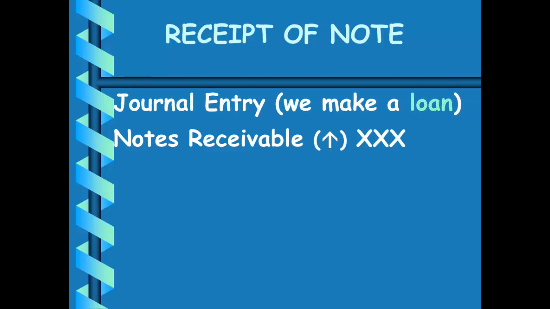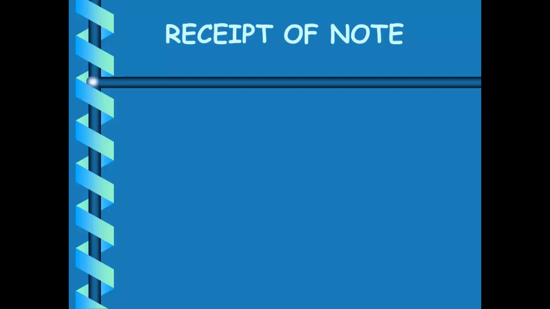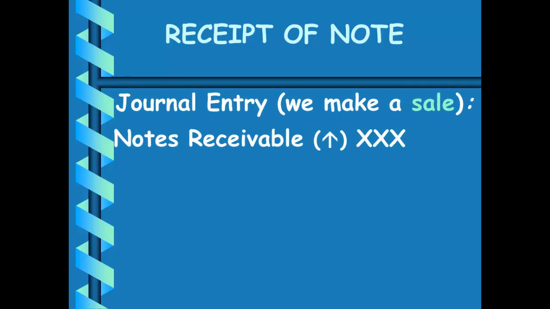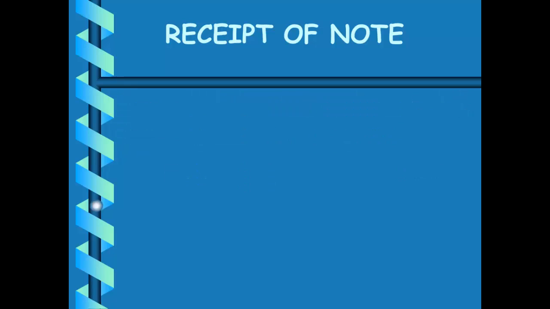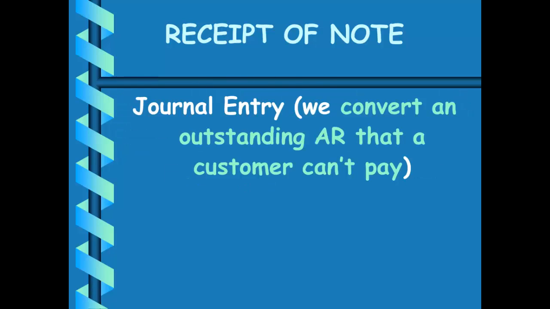In all these cases, I'm going to debit notes receivable to make my asset go up. If I loan somebody some money, I'm going to credit cash. If I receive a note because I sold somebody something, I'm going to credit sales. I would have to make the next entry debiting cost of goods sold, crediting merchandise inventory also. And my third time I might receive a note receivable is if I have a customer who owes me money as an accounts receivable and they can't pay, and I make them sign a promissory note.